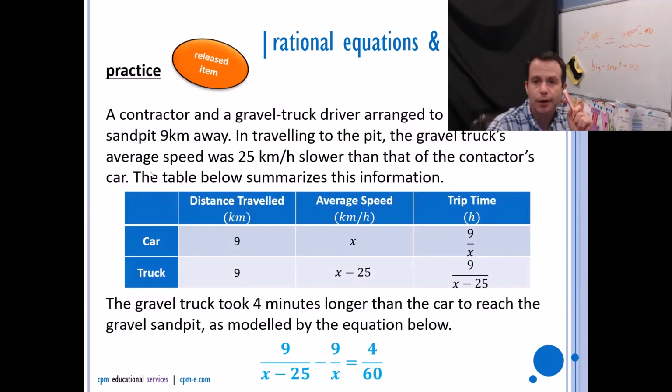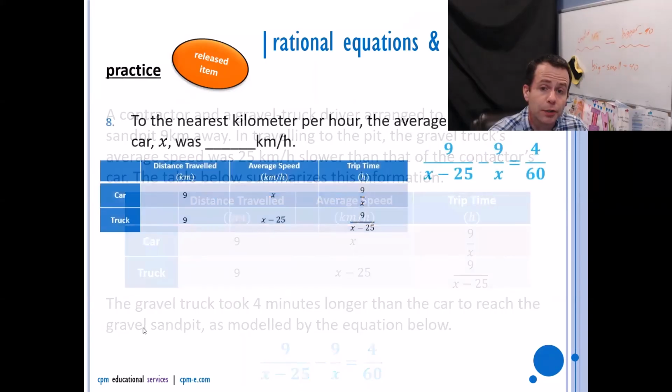A contractor and a gravel truck driver arranged to meet at a sand pit 9 kilometers away. In traveling to the pit, the gravel truck's average speed was 25 kilometers per hour slower than that of the contractor's car. The table below summarizes the information. So here's an example. This was a release item from a diploma. They did not ask you to come up with the equation. They gave you the equation, okay? So the equation is below. You need to understand that x is the speed of the car and x minus 25 is the speed of the truck, okay?